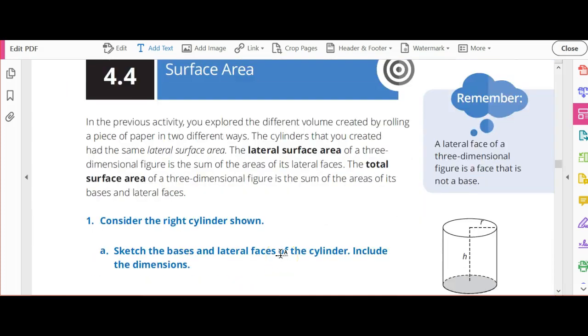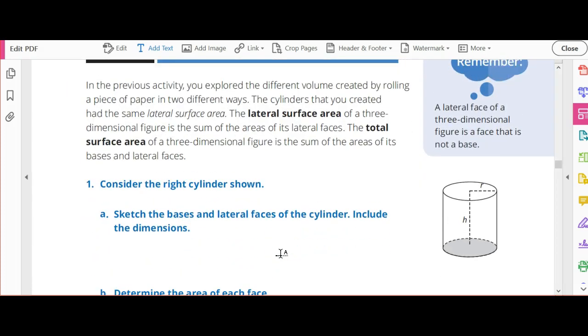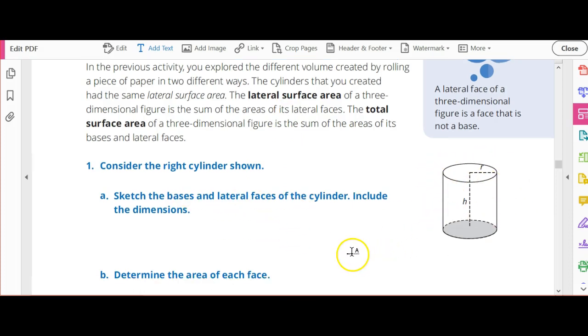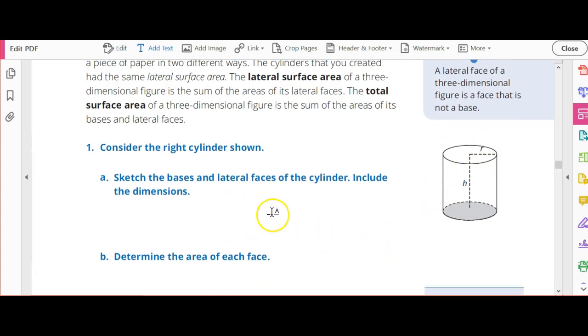Okay, surface area. We're going to do this surface area thing, and then that's all the time that we have today. So lateral surface area. Here we have a right cylinder, the bases and the lateral faces. The bases are the two circles, and the lateral face of the circle.